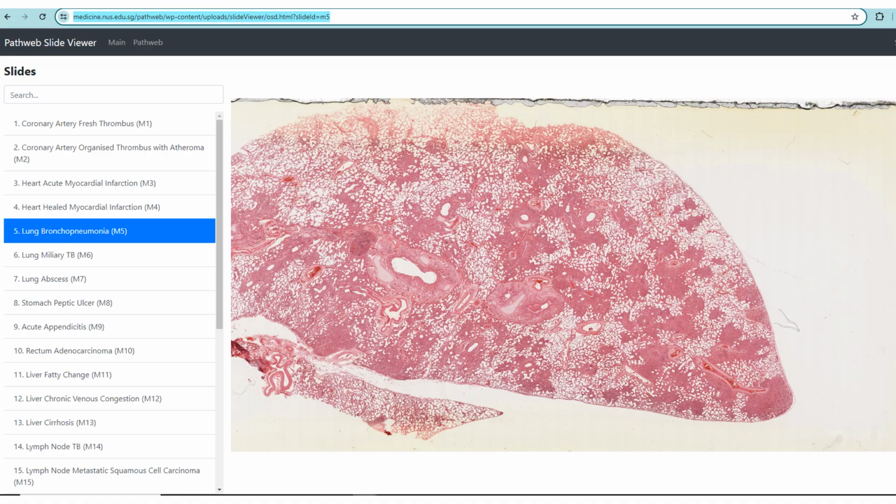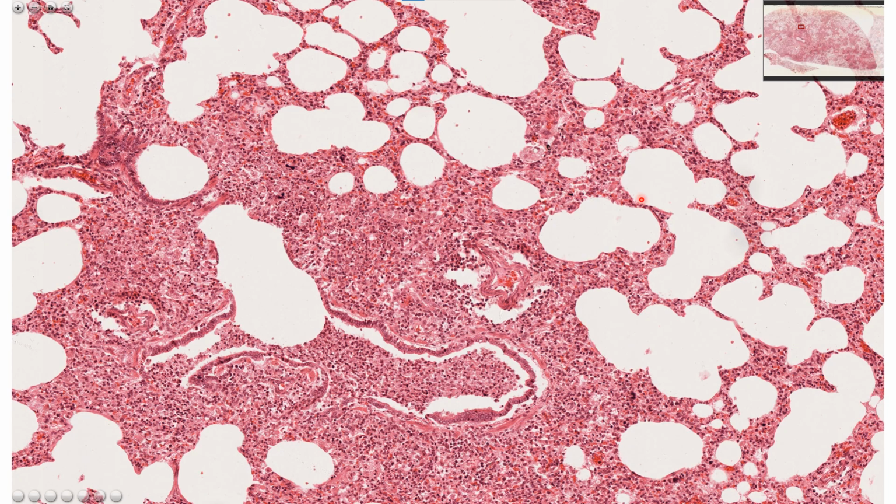So for the virtual slides, the link will bring you to these images. You can click the button up there to maximize the image. And the first one is bronchopneumonia. When you look at the higher power of the image, you can see there are a lot of alveoli. Some of them are clear, containing air, but the majority of them are filled by neutrophils inside the alveoli.